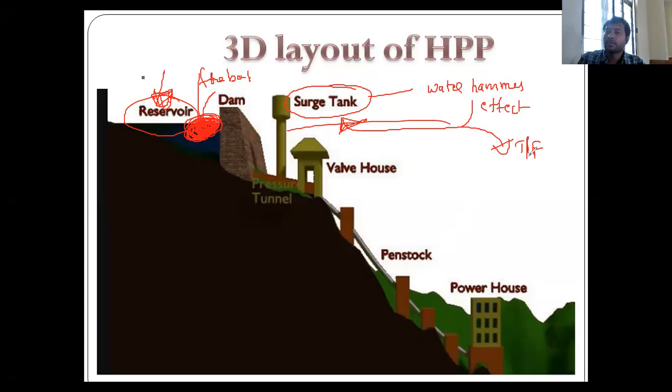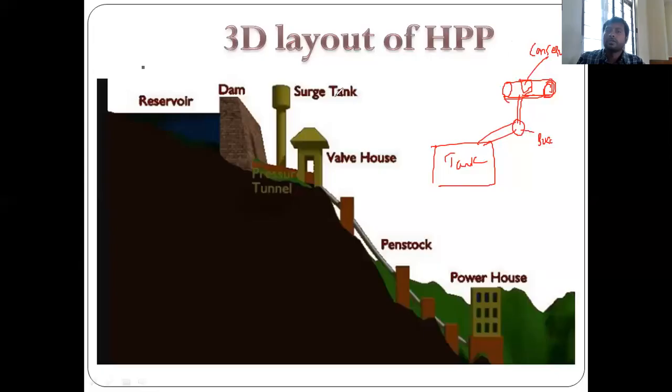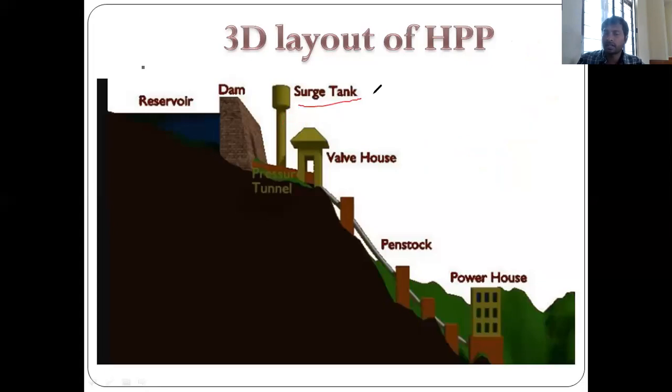This surge tank's function is similar to the conservator tank in the transformer. Whatever the function of the conservator tank, that function is similar to the surge tank in the hydro power plant. We'll discuss the surge tank later, how it will overcome the water hammer effect and what the water hammer effect is.